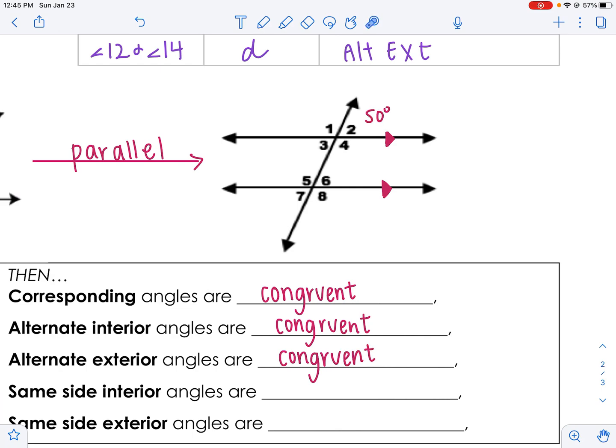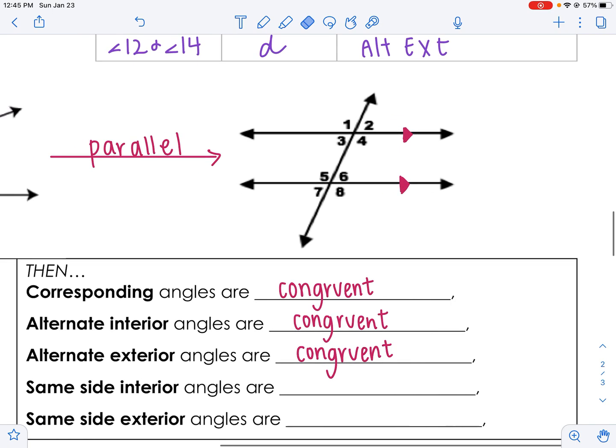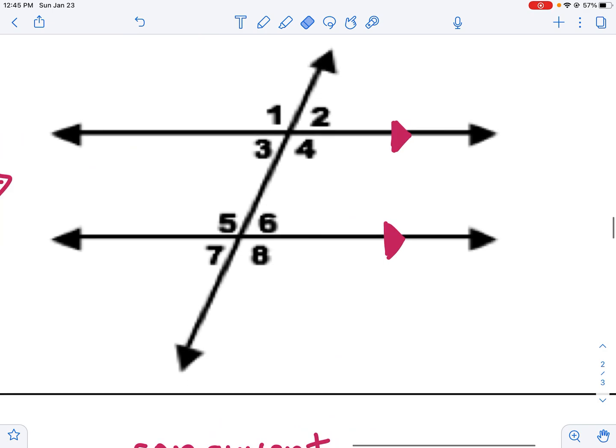So if I told you that angle 2 is 50 degrees, well now we know that angle 7 is 50 degrees because those are alternate exterior. If I know that angle 2 is 50 degrees, I also know that angle 6 is 50 degrees because those are corresponding. So now I can start finding all the other angles.